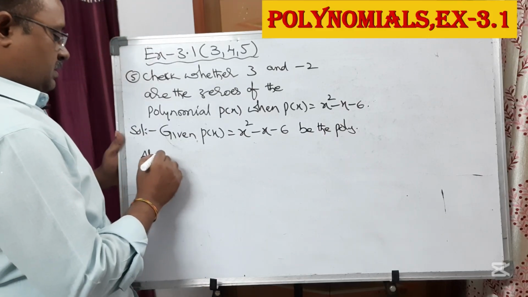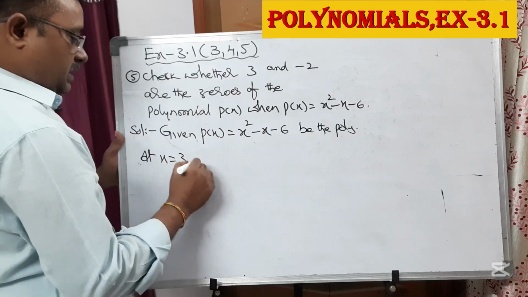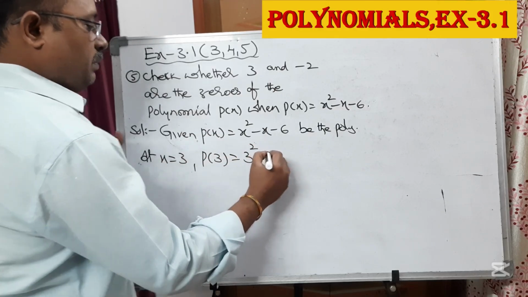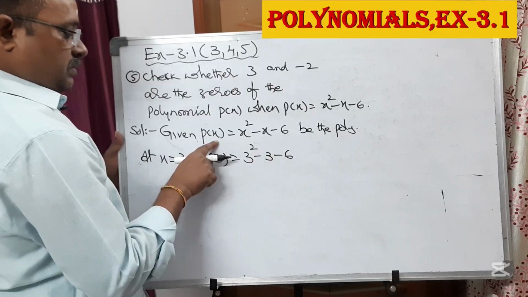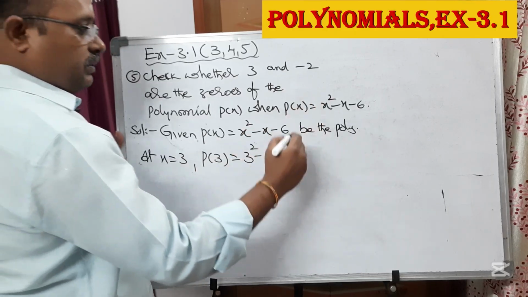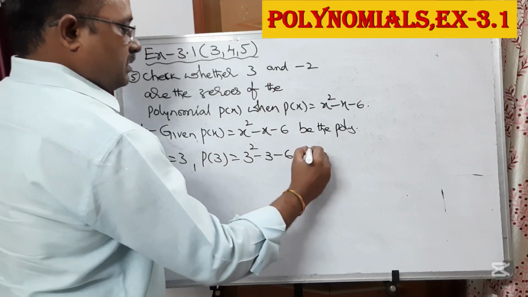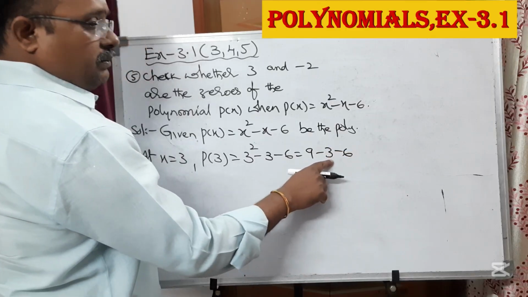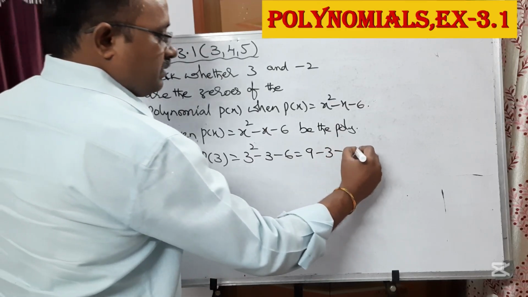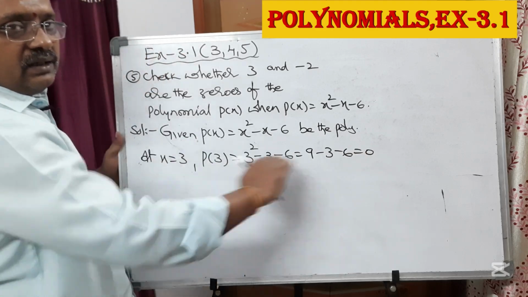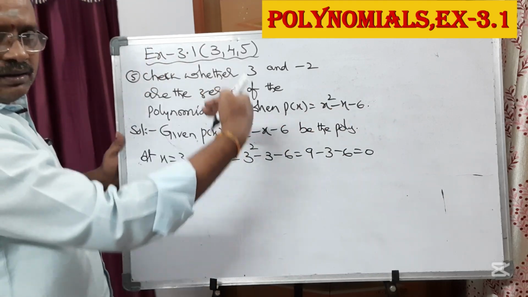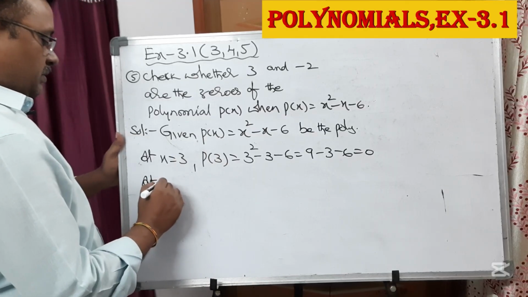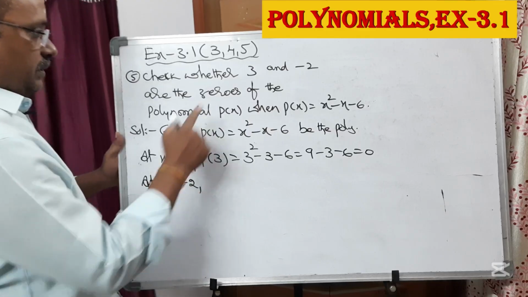At x equal to first value 3, polynomial value p of 3 is equal to 3 square minus 3 minus 6, variable value substituted and simplified, is equal to 3 square value 9 minus 3 minus 6, 9 minus 3 value 6, 6 minus 6 equal to 0. Okay, like that horizontally you can write or vertically also you can write. So, now that one I will give you. X equal to minus 2 is the second option.